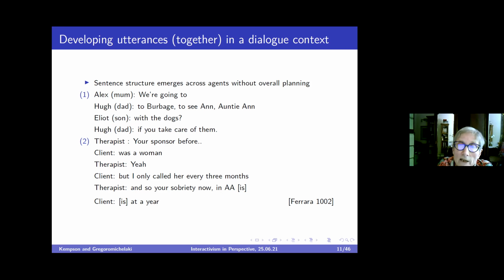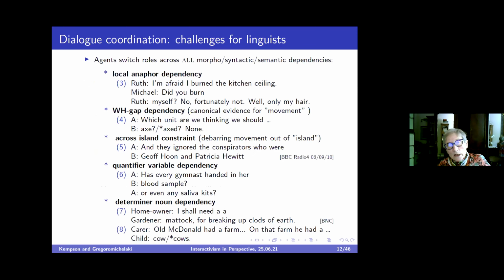Now, the real challenge for linguists comes from this, that you can get this switching of roles between agents across every single morphosyntactic and semantic dependency that any linguist has tried to understand. I mean, just anyone. So here's one of my favorite examples where I say, I'm afraid I burned the kitchen ceiling, to which Michael, my husband, might reply, did you burn? And I would chip in and say, myself, well, no, fortunately not, only my hair. Now that's an anaphor, whose antecedent is given by my husband. That reflexive pronoun myself is given by me. And there's actually a switch of morphology here in order to reflect the change of speaker.